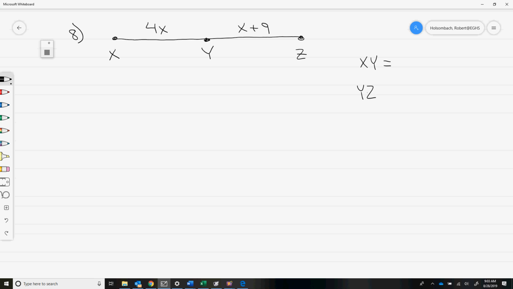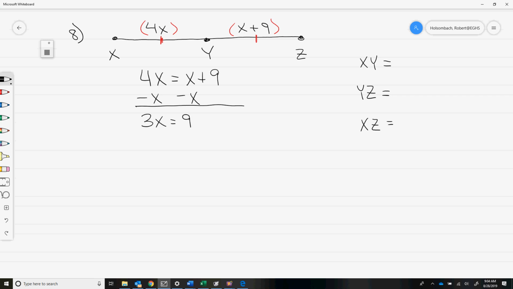If y is the midpoint, then y is in the middle. And if y is the midpoint, then the 4x is equal to the x plus 9. So you write an equation and solve for x. Your 4x equals your x plus 9. Subtract x from each side. 3x will equal 9. Divide by 3. Your x is equal to 3.